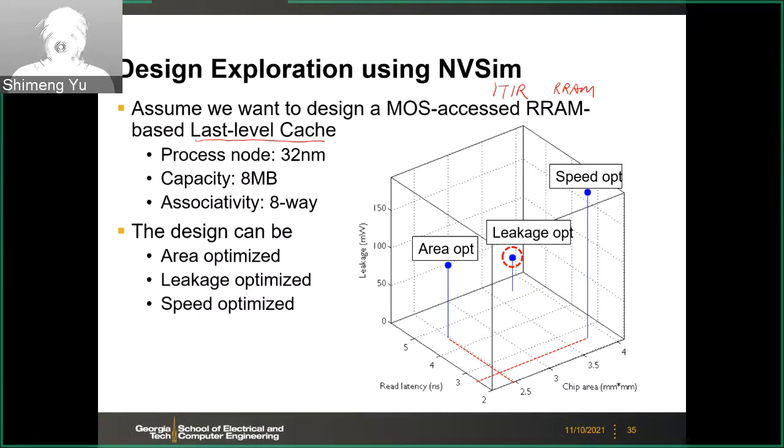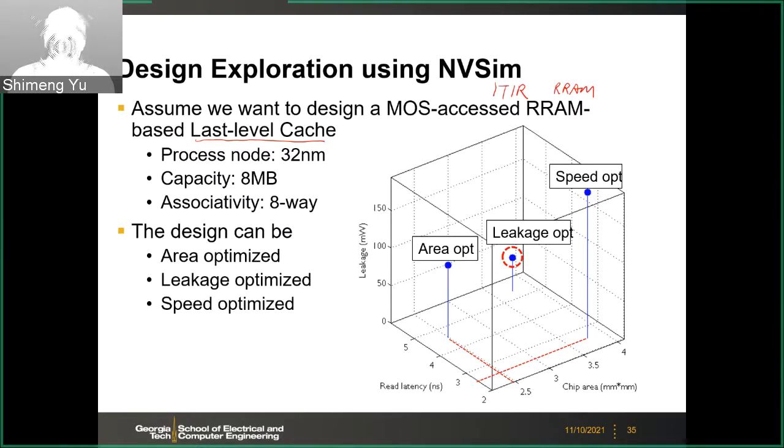RRAM could be slow, but that's not the major limitation. Endurance is a problem, because for the cache, and you have done your homework before, right? For the cache, the endurance requirement is pretty high, and for the RRAM technology, probably you cannot get that endurance. But this is just an example. If you want to do this design space exploration without considering the endurance, then let's do this exercise.